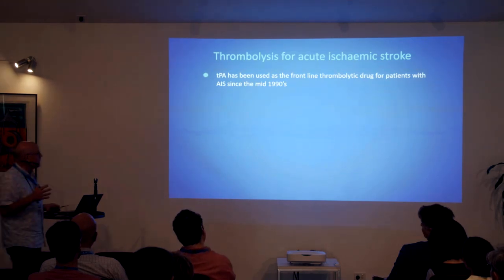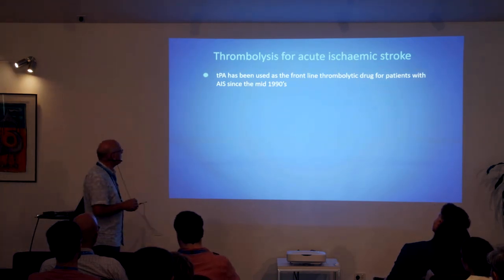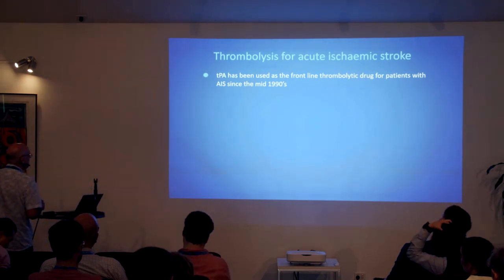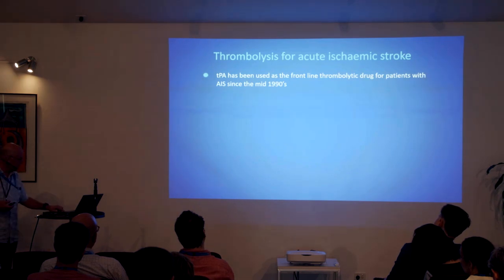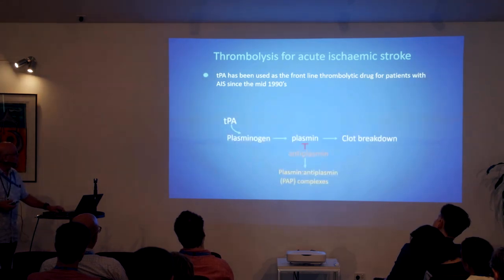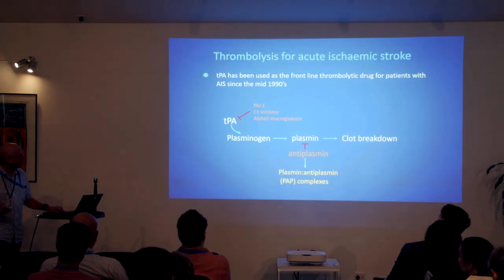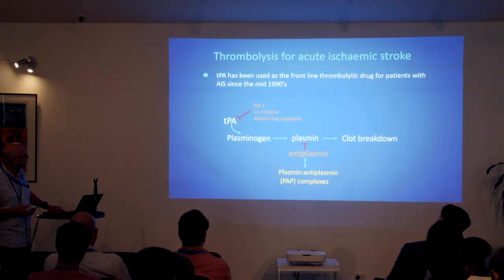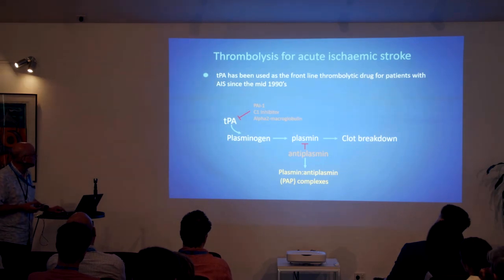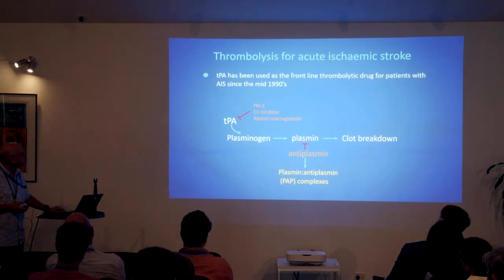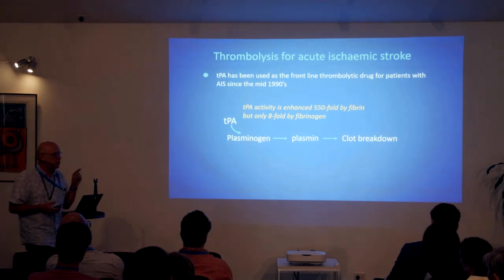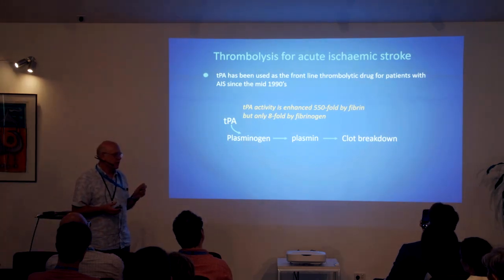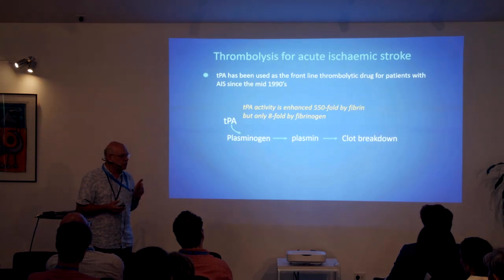As you know, TPA has been the front line thrombolytic drug for patients with AIS since the mid-1990s. However, this is a slide. As you know, that's how the system works. Boring old TPA activating plasminogen to plasmin, and there are regulatory molecules that control it, and that's the story. But one of the issues is, as you do know, TPA loves fibrin, but it also loves fibrinogen, just not as much.